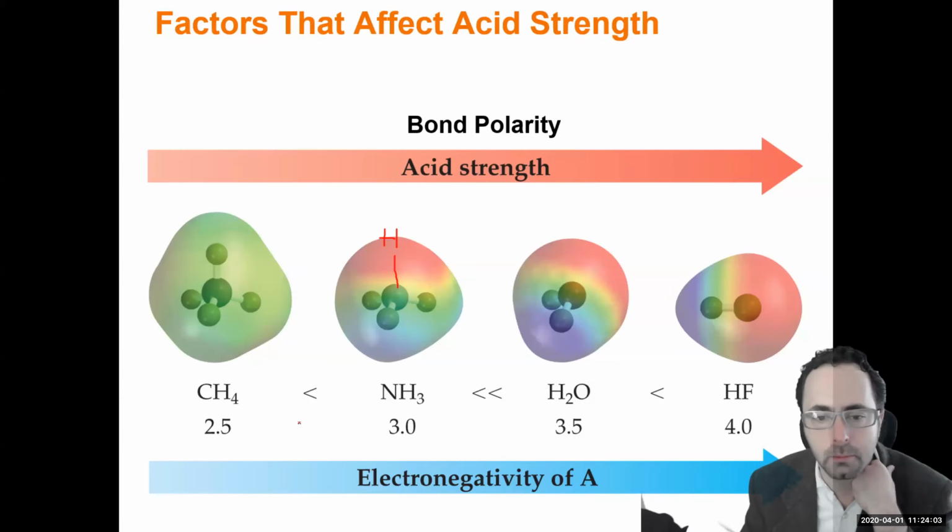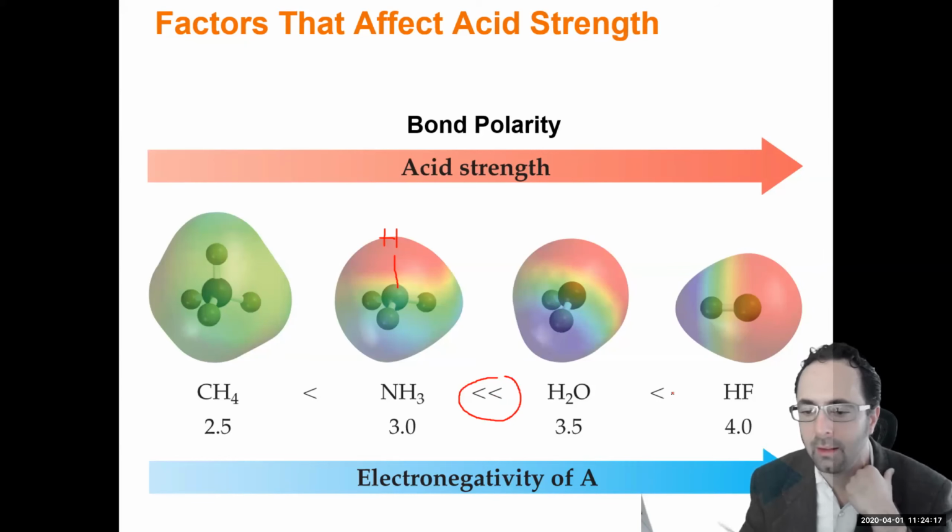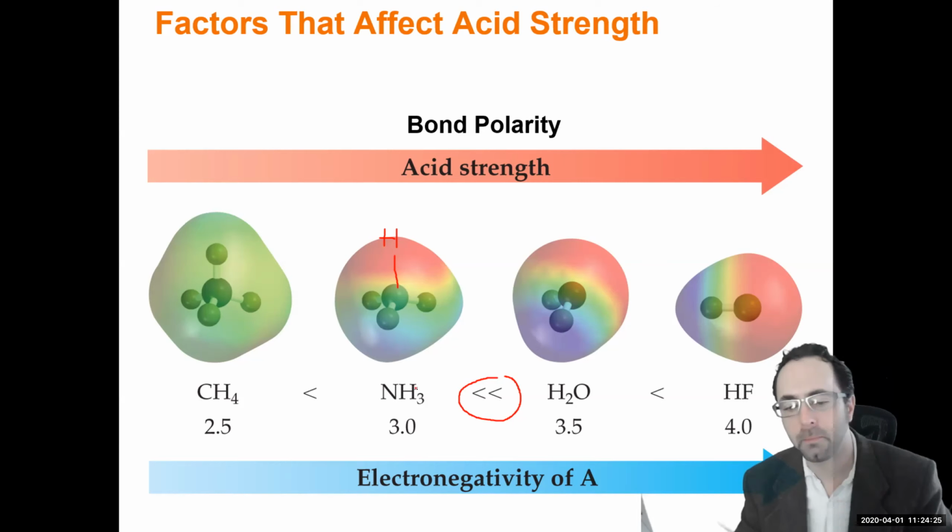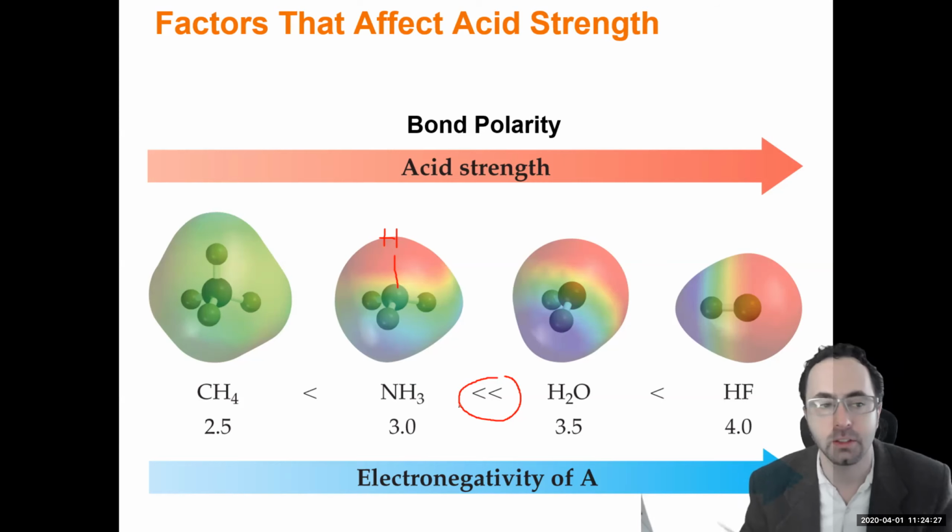Question. What does the double less than bracket mean? Oh, this is in terms of the acid strength. So what this means, right here, this means much less acidic. So this is less than. So the water is less acidic than the HF. The ammonia is less acidic than the H2O. In fact, it's not even acidic, it's basic. Yeah, good question.